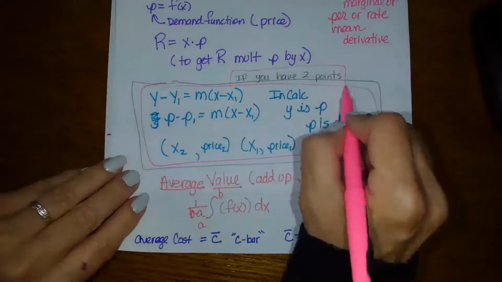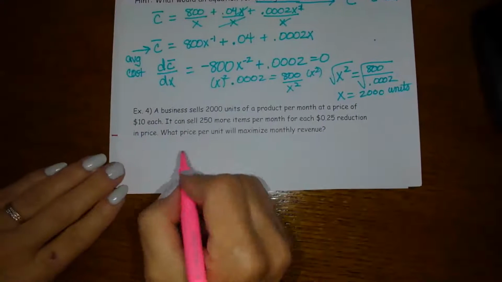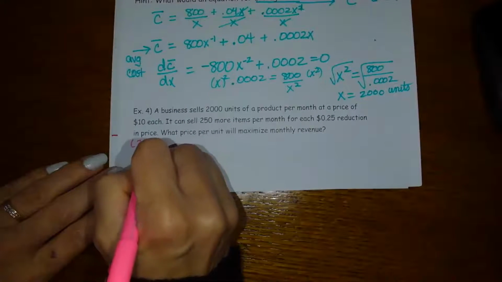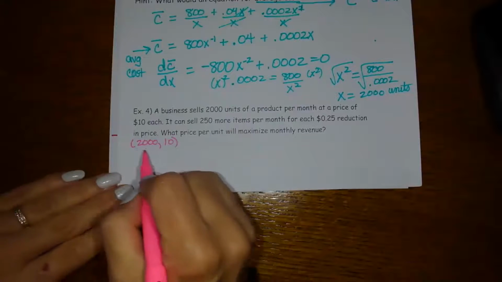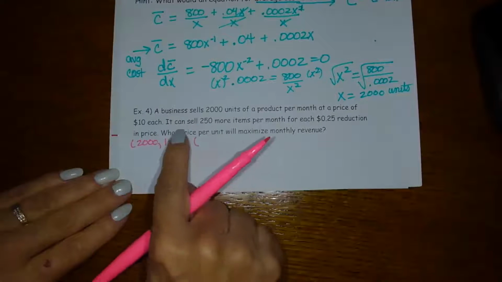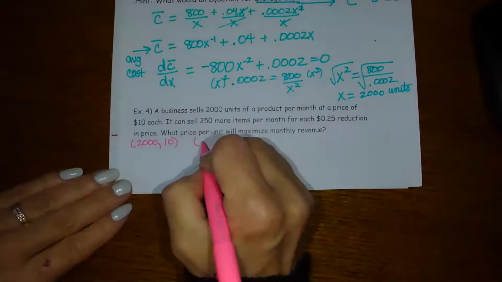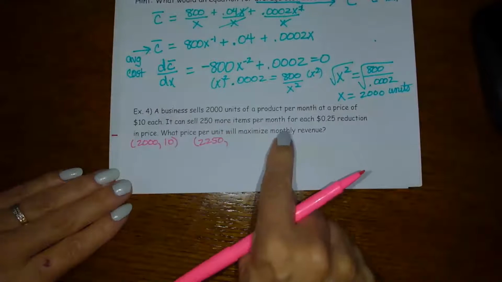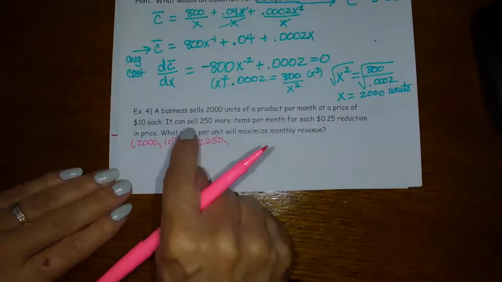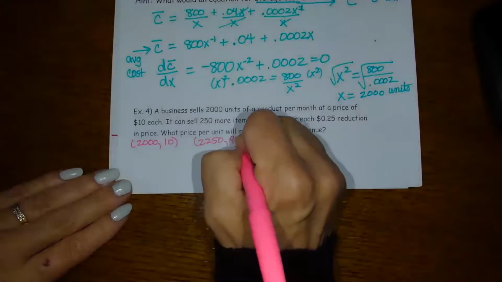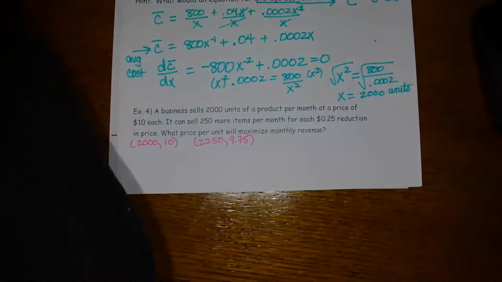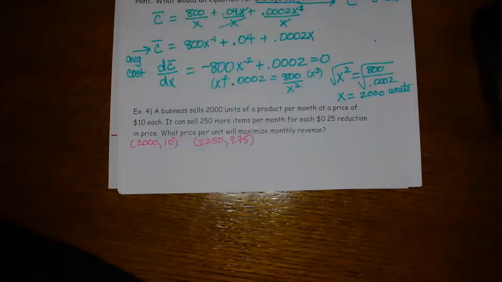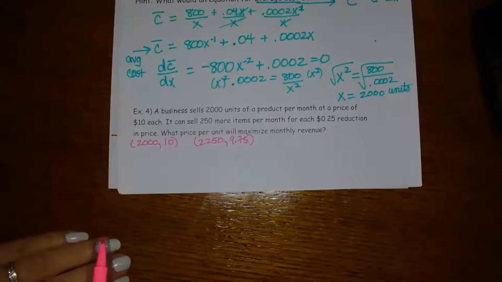If you have 2 points, okay? So on this one, we know we sell 2,000 if we charge 10. And remember, Y is the price, right? I know that if I can sell 250 more, so 250 plus 2,000, 2250 for a 25-cent reduction, I'm going to take $10 and take 25 cents off. So that essentially gives us 2 points. And what are you inclined to do when you have 2 points? Write the equation of a line. So first we need the slope.